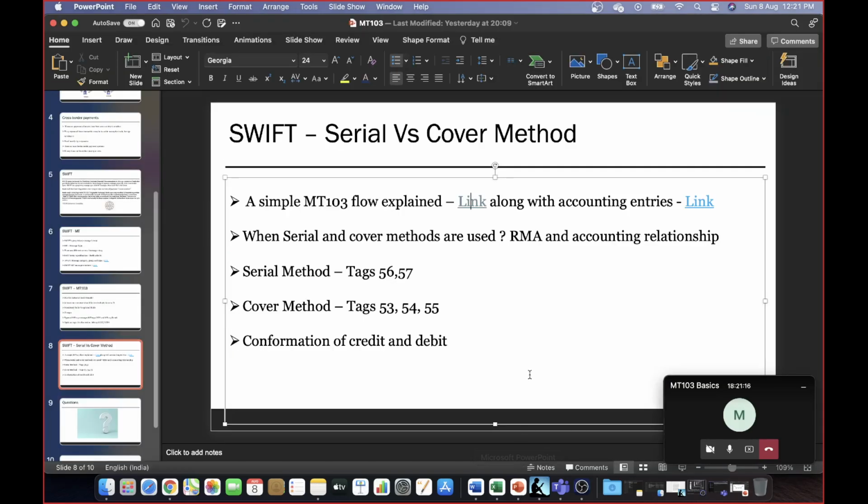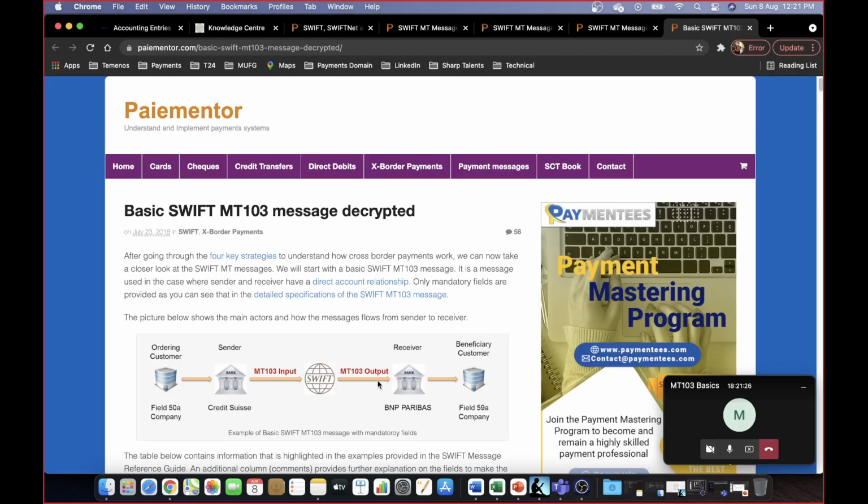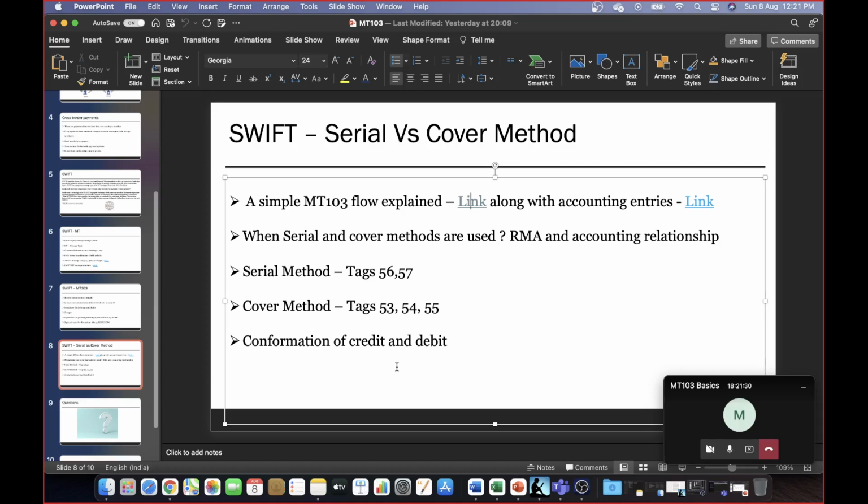So what we can do is the one that I explained, a simple credit transfer flow that we just saw from Paymentor. This is a CDL payment. There's something called a cover method. I also shared the link of the accounting entries as well. So CDL, and when the CDL and cover methods are used.